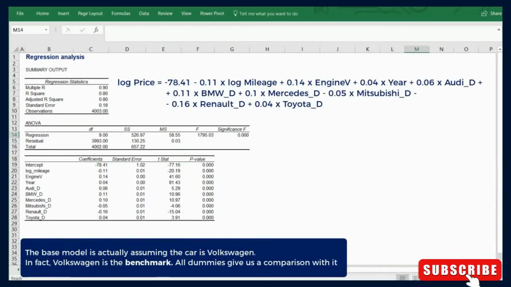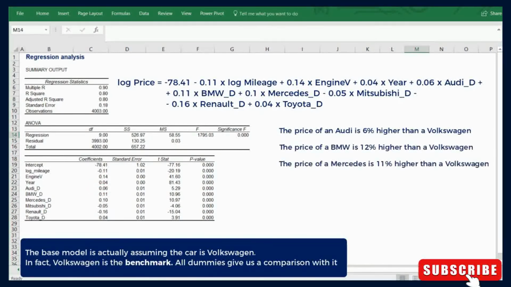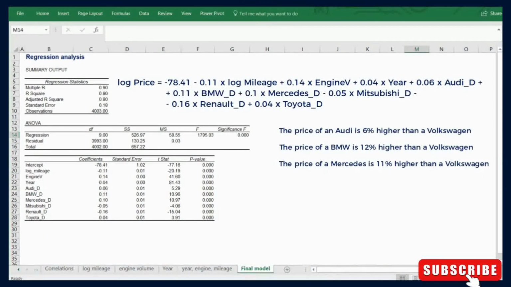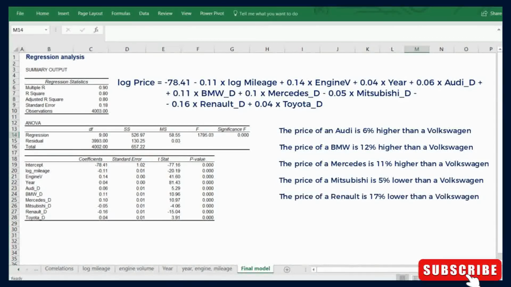The coefficient of the Audi dummy is 0.06. Therefore, all else being equal, the price of an Audi is 6% higher than a Volkswagen's price. Similarly, the prices of a BMW and Mercedes are 12% and 11% more than that of a Volkswagen. A Mitsubishi is 5% cheaper, and a Renault is the cheapest at a 17% lower price. To exhaust the dummies, all else equal, a Toyota is 4% more expensive than a Volkswagen.